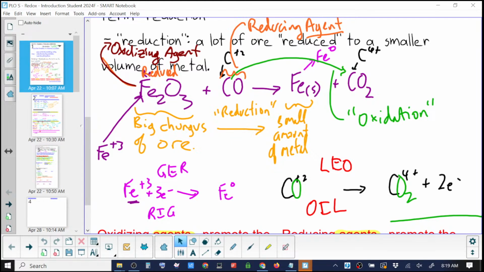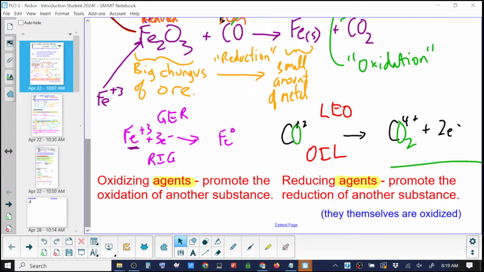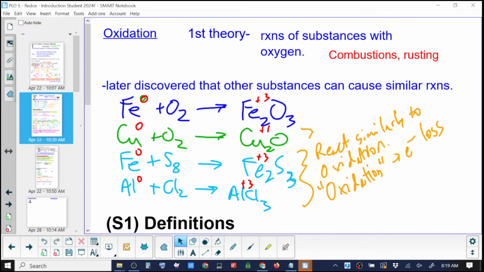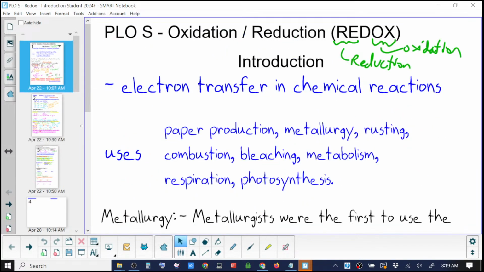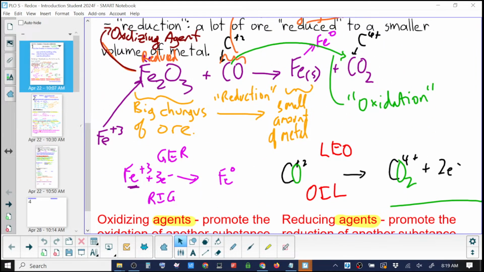Oxidation is loss. When we look at this, the carbon's going from CO to CO2, plus 2 to plus 4, so it is losing electrons. Oxidation is loss. The terminology gets weird. Well, not weird, but if this one's undergoing reduction, and this one's undergoing oxidation, then this one is helping that one be reduced, which means that is the reducing agent. So the reducing agents are oxidized, and the oxidizing agents are themselves being reduced.